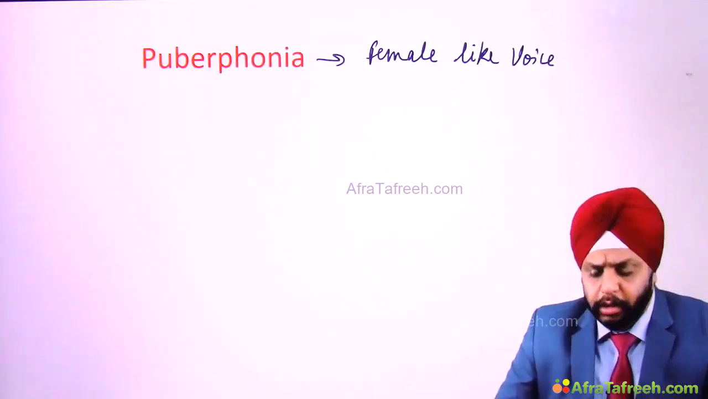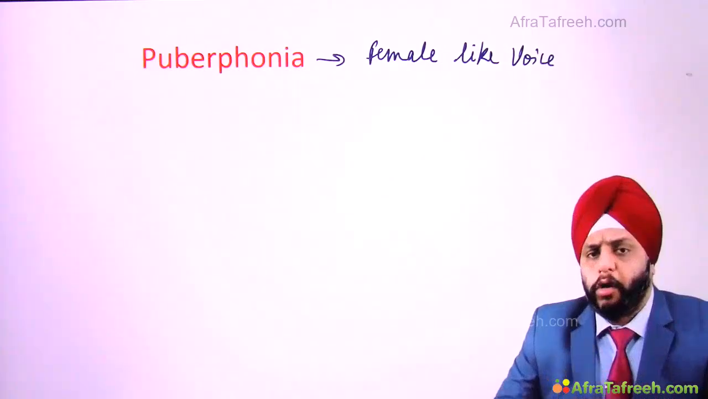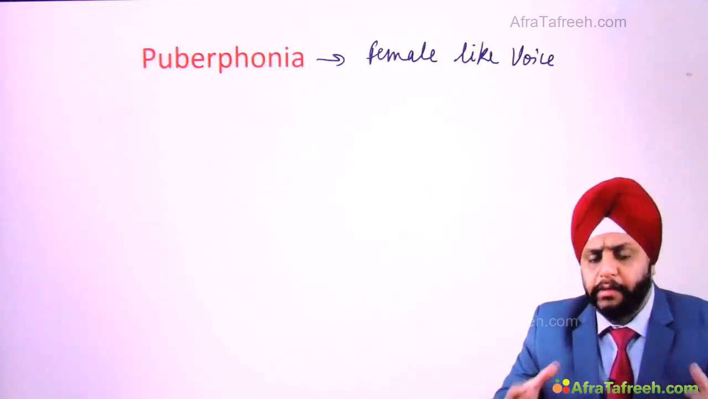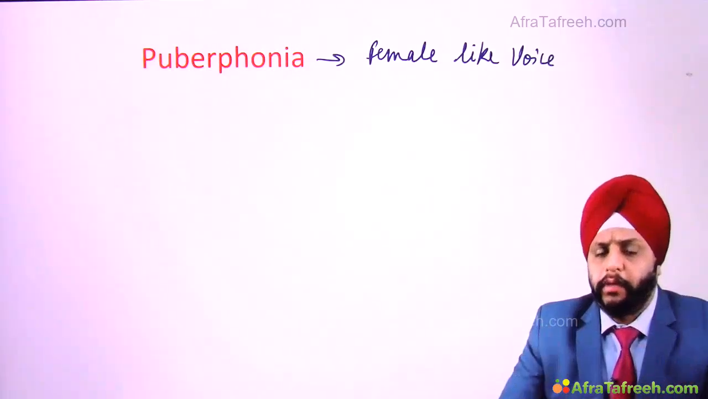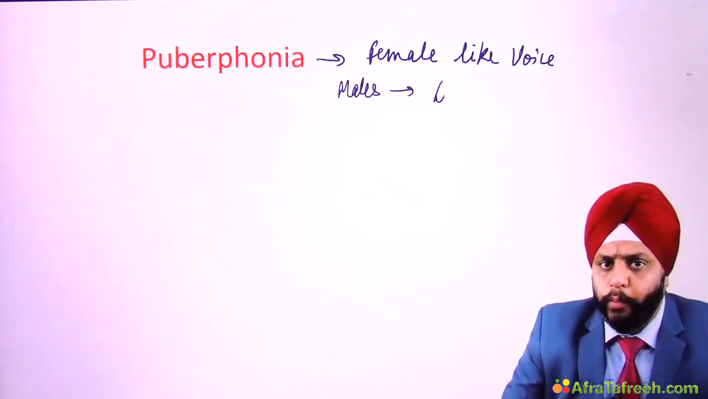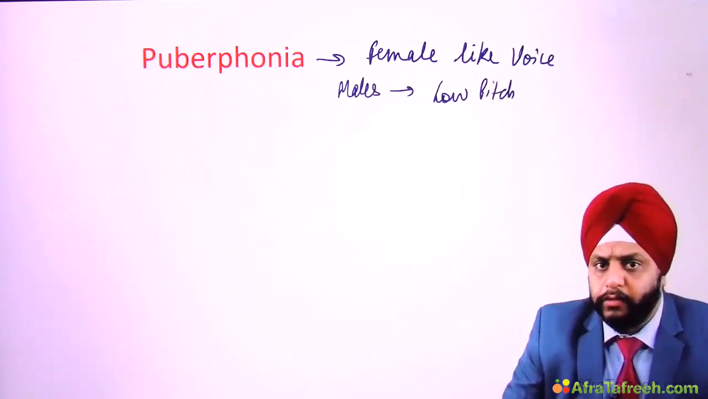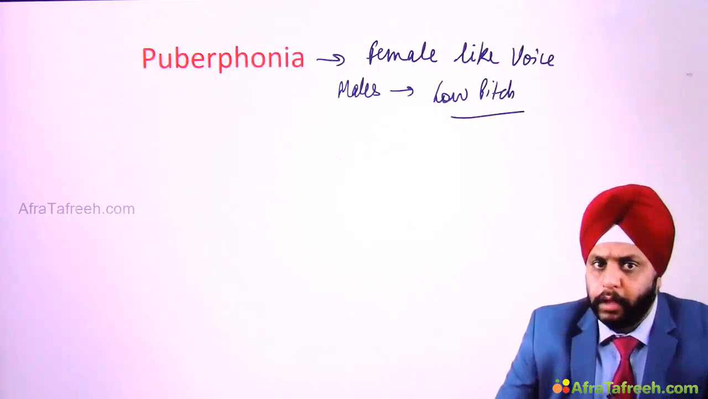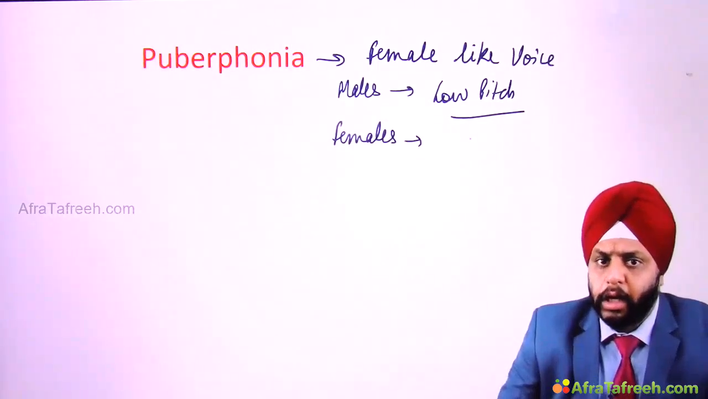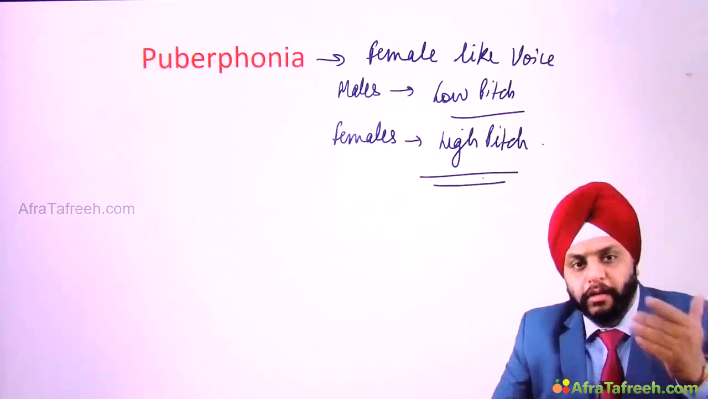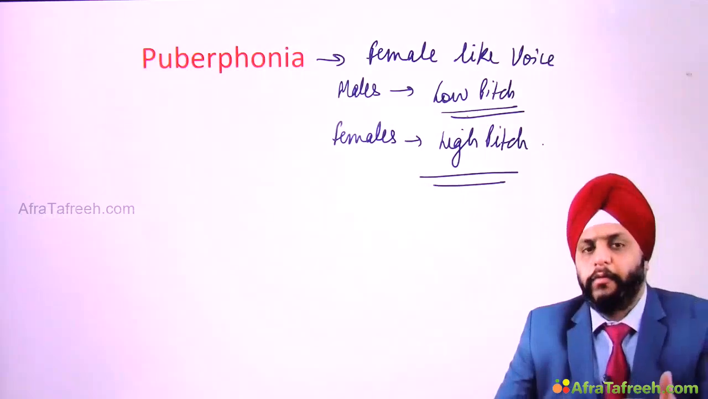Usually at the time of puberty, what happens? The anterior posterior diameter of the larynx increases in males. Because of this, the length is more and the tension decreases in males. So in males, we have a low pitch voice, less tension. Females have a high pitch voice, more tension. So we know that females have high pitch voice, and males have low pitch voice.